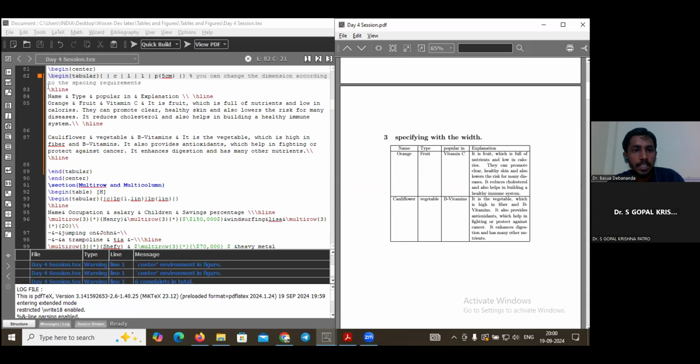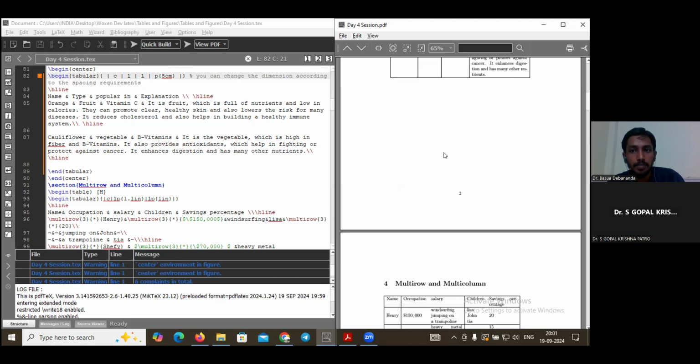For the first horizontal line, \hline, and separating these headings with ampersand and double slash, this is the horizontal line again. Since I need more space for this column, that's why I have mentioned p{5cm}. You can mention more also, if you want a specific column to have more space. This is one case for the tables.